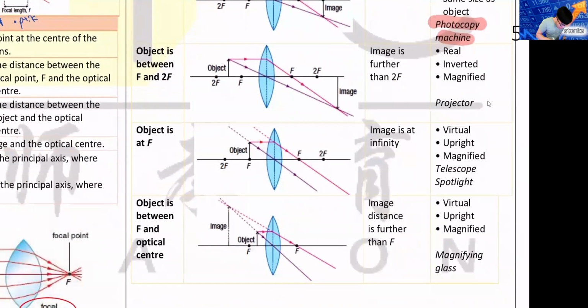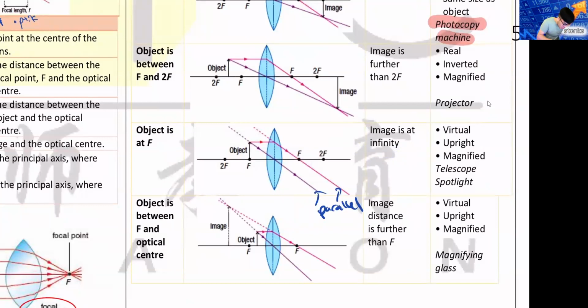Next one. This case is a bit special. When you look at F, they put the object at F. First line going through O, second line go straight towards F. Sir, these two lines, they didn't meet. Yes, because these two lines are parallel, so there's no meeting. So you will see something called image at infinity. That means the image is huge, very far away, very big.